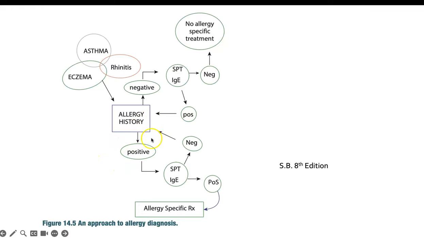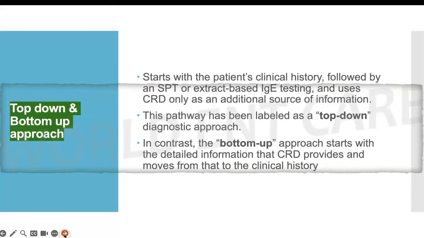Now the other thing is, if the allergy history is positive, you do SPT, IgE. If it is positive, you go for allergy specific treatment. If it is negative, then you take allergy history again, and the same thing. But we are going to talk about something here that is more important, that is called top down or bottom up approach. This is important, and this is what we follow these days.